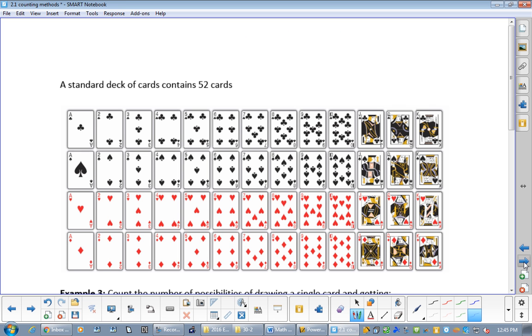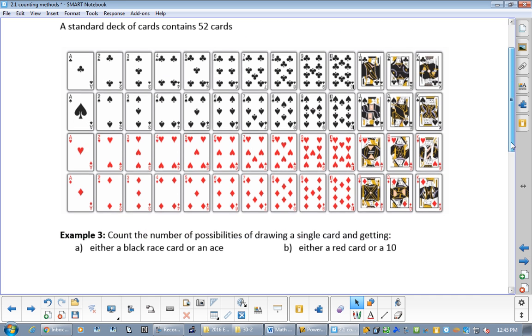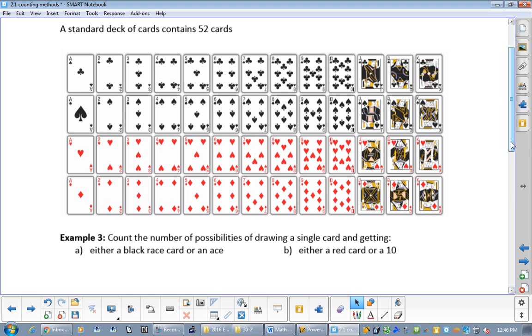Now, the other thing that we're going to be talking about a lot are cards. Okay, I got people talking, so I'm going to wait here. Now, I just want to give you all the different things that will be asked.